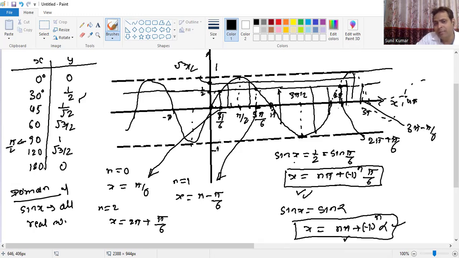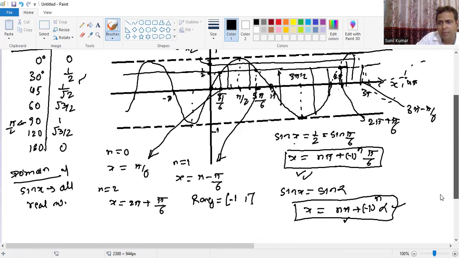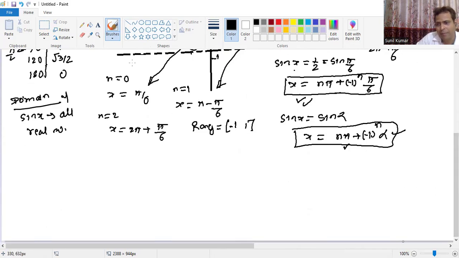And what does the range mean? The output corresponding to the domain. We have a domain and the corresponding output, how much we are getting, that is the range. So we can say the range is a maximum of 1 and a minimum of minus 1, because the sine value lies between minus 1 and 1. Similarly, if you go for the cos x graph, we know that the cos value also lies between minus 1 and 1.